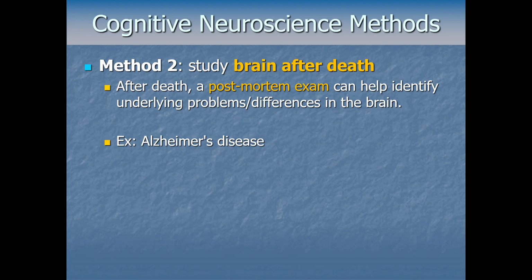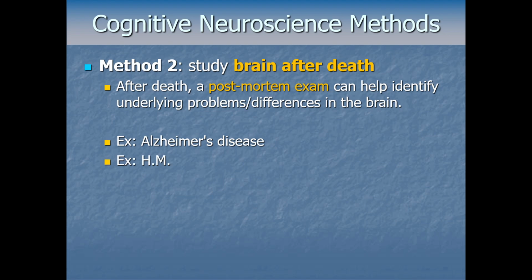This has also been used in professional athletes, like football players with chronic traumatic encephalopathy, where basically repeated head trauma, like repeated concussions or getting knocked out a lot if you're a boxer or something, adds up to major brain issues, and we can answer a lot of questions about that by doing a post-mortem exam.